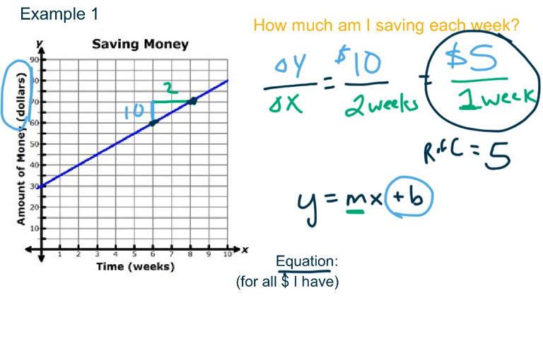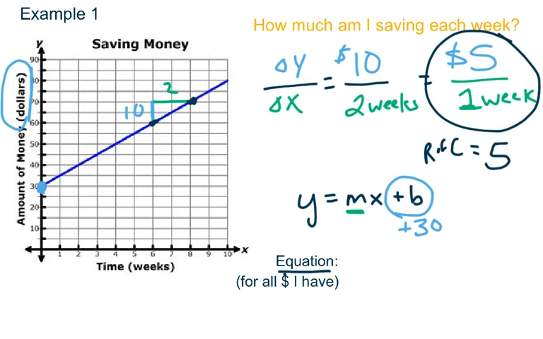B is our y-intercept. Intercept means where it intersects the line. So here, this is our y-axis going vertically. This is our y-intercept right at 30, and it's a positive 30, so it would be plus 30.